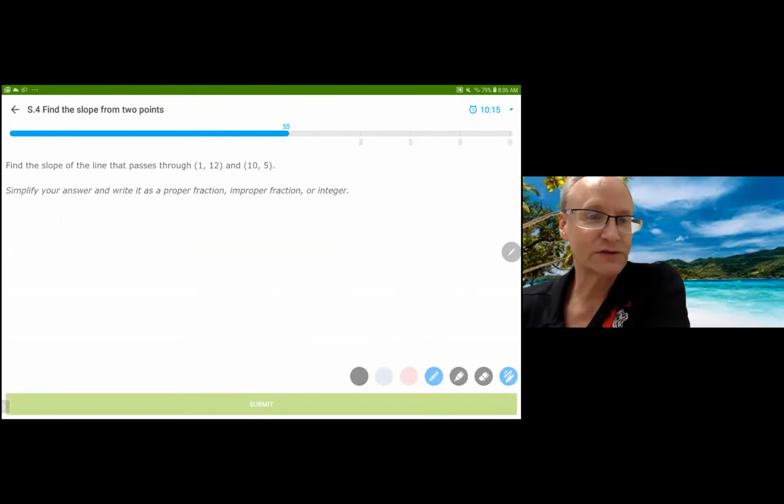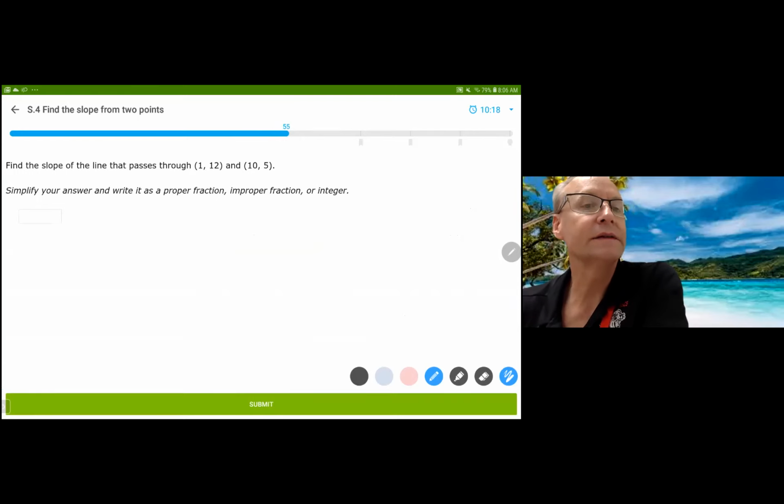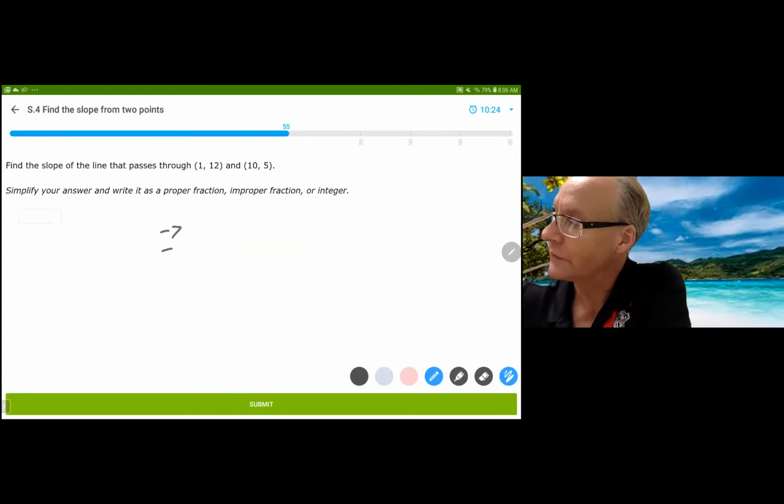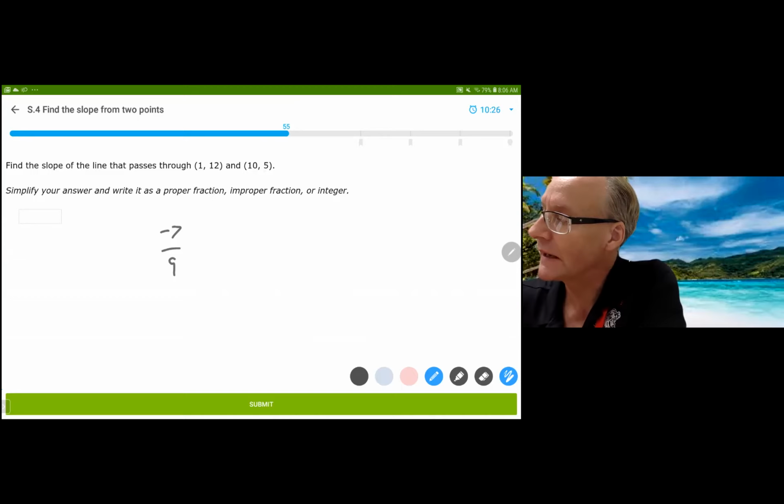Do I need to draw the arrows for you? Looks like 7 over negative 9, or if I go backwards, I'm going to get negative 7 over 9. I like the negative 7 over 9 better. I just subtracted 5 minus 12 is negative 7, 10 minus 1 is 9.